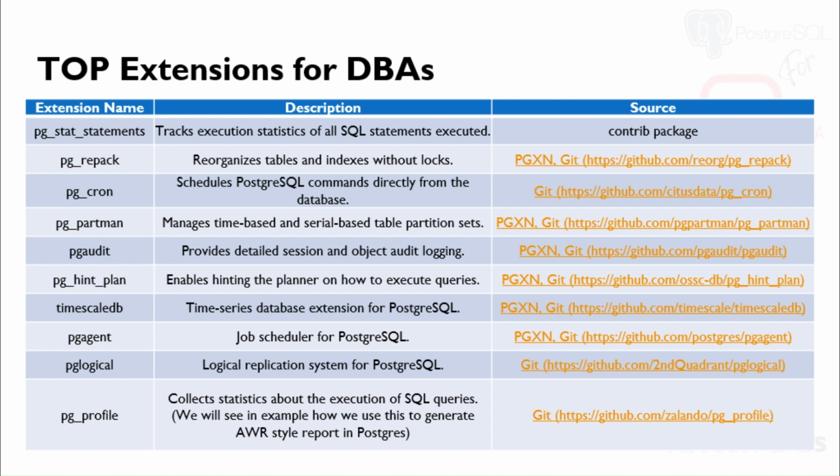pg_profile is an extension which we can use to create Oracle-style AWR reports in Postgres. We will look at this too in detail along with a demo in the performance tuning chapter. Note that only pg_stat_statements is included in the contrib module. All the remaining extensions listed here are either from Git or PGXN.